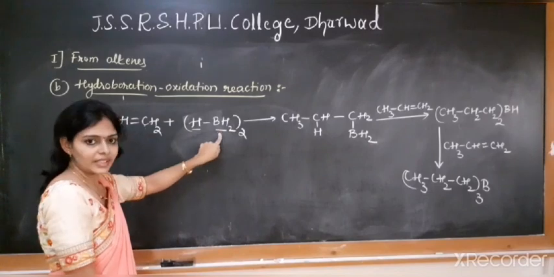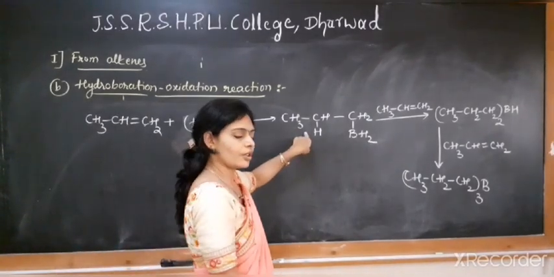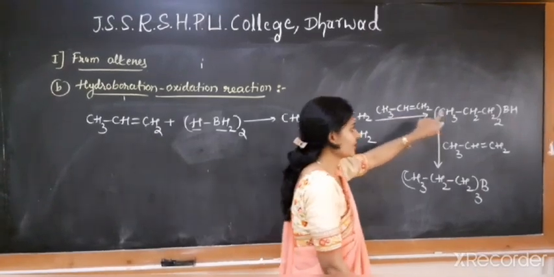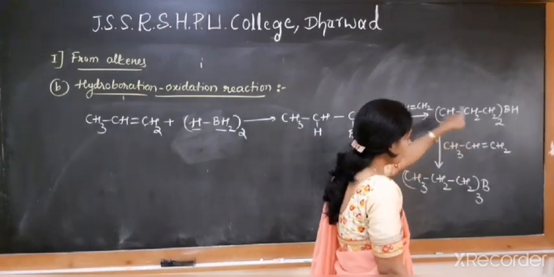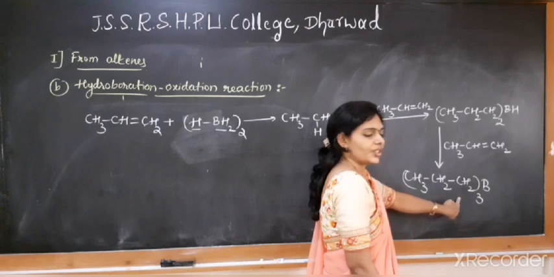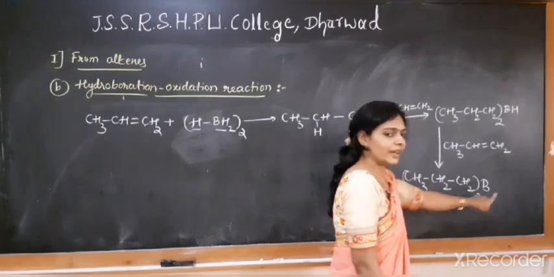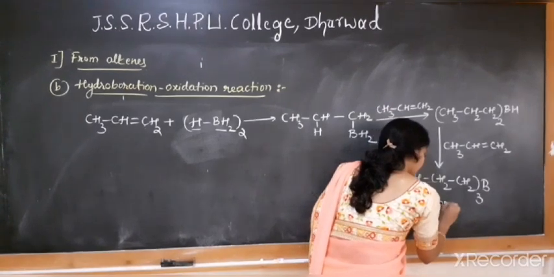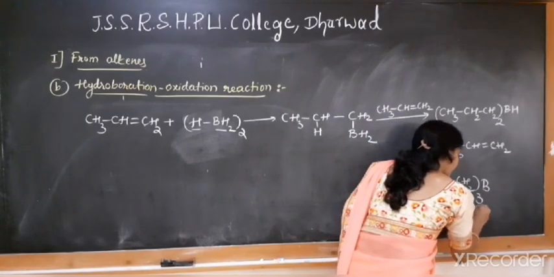So propene is treated with diborane. There is a formation of propyl borane. Further on reaction with propene gives dialkyl borane. Further on reaction with propene gives tripropyl borane as a product. This is tripropyl borane.